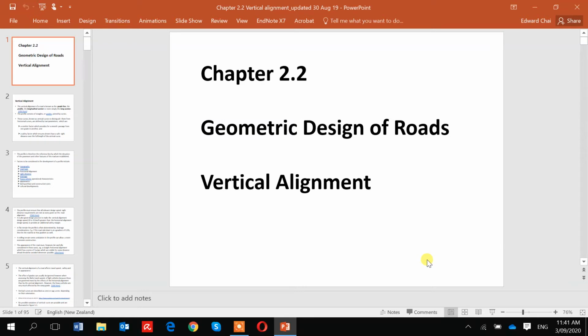Today we're going to look at chapter 2.2, the geometric design of roads, vertical alignment. Previously, I've talked about the horizontal alignment of roads. These two, the horizontal and vertical alignments, are both parts of the geometric design of roads. The horizontal alignment looks into the horizontal component, and the vertical alignment looks into the vertical components of the road, like grades going uphill and going downhill and so on.